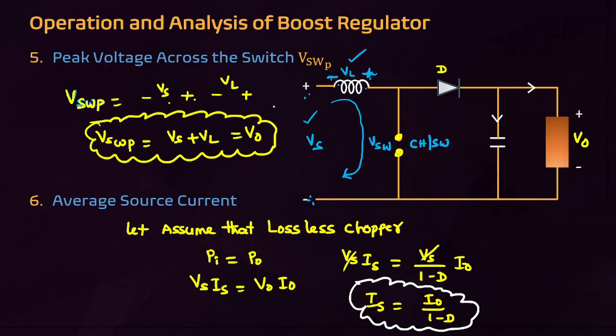Next, what is the peak voltage across the switch? Peak voltage across the switch equals Vs plus VL, that equals V naught. What is the average source current? Average source current equals I naught by (1 minus D). In a buck regulator, average source current equals D times I naught. But here it is I naught by (1 minus D).